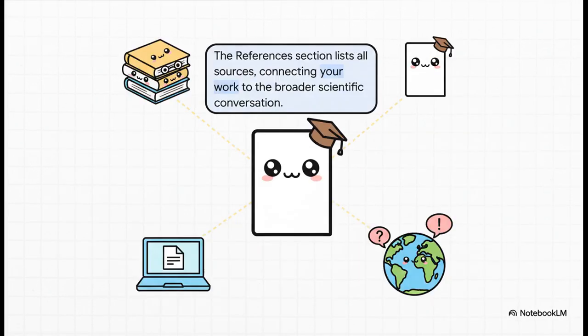And of course, no scientific story just appears out of thin air, right? The references section is where you give credit where it's due. You cite all the sources that helped shape your work, officially plugging your experiment into that huge, ongoing conversation that is science.